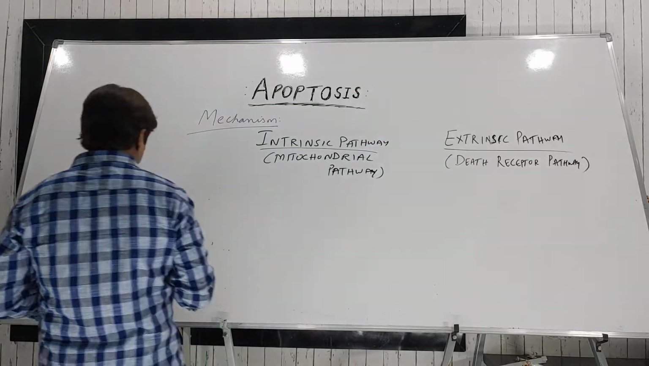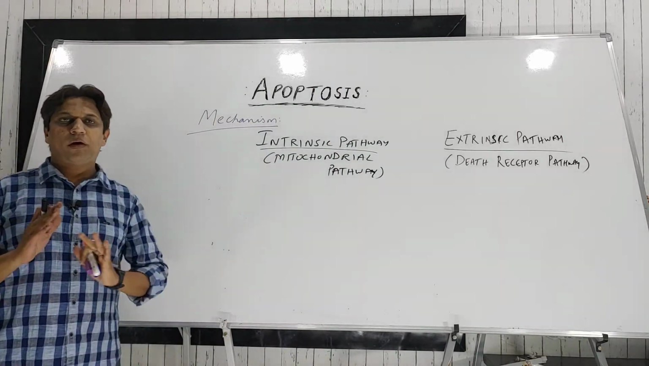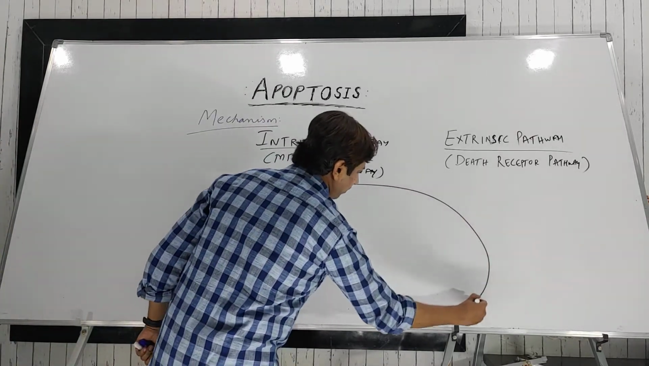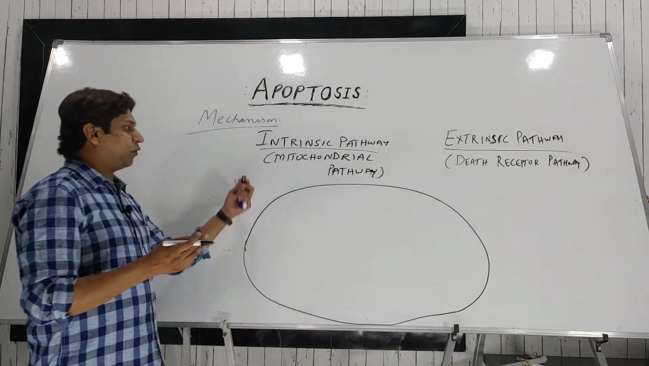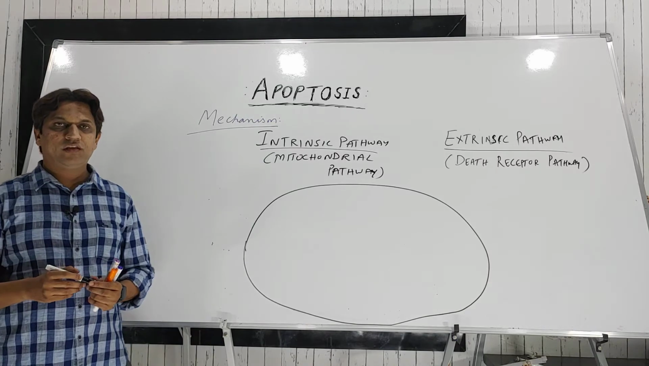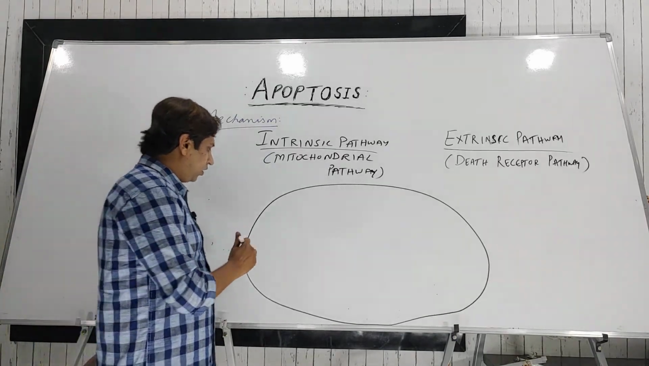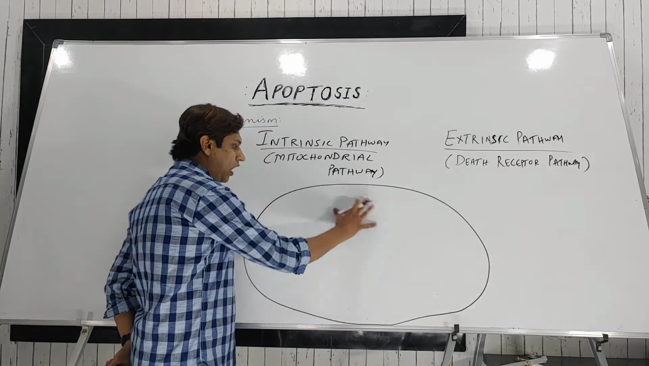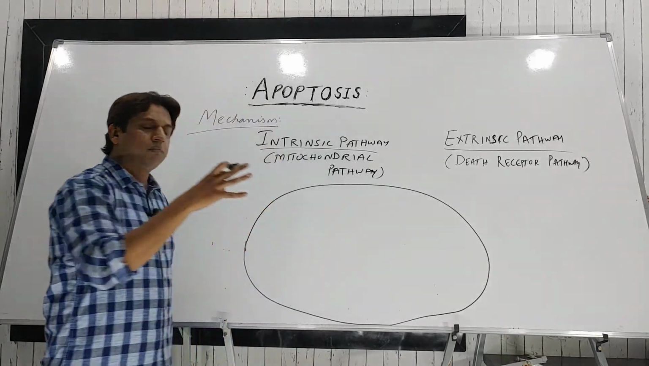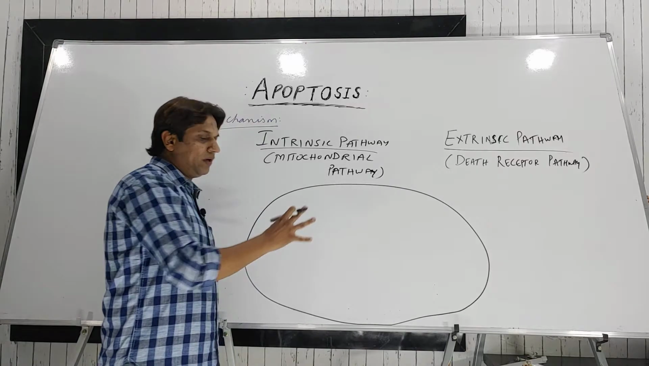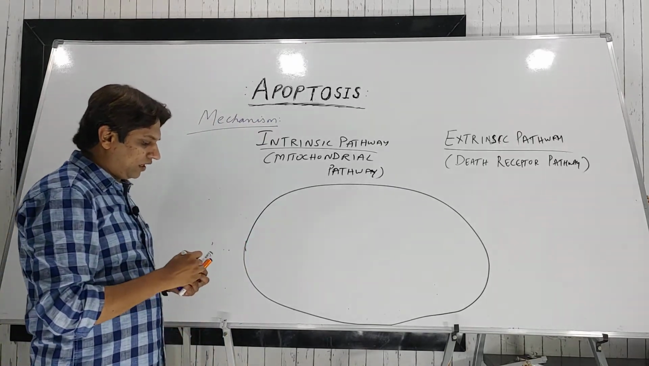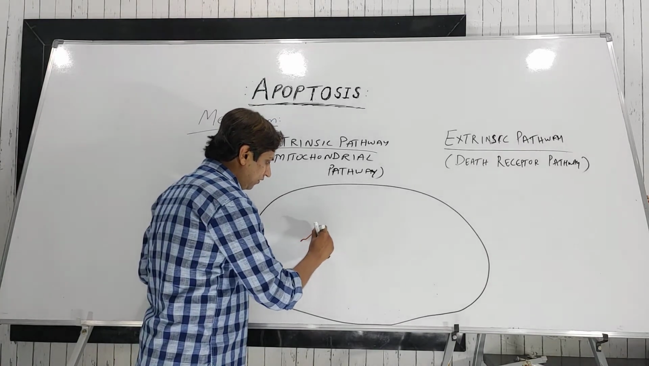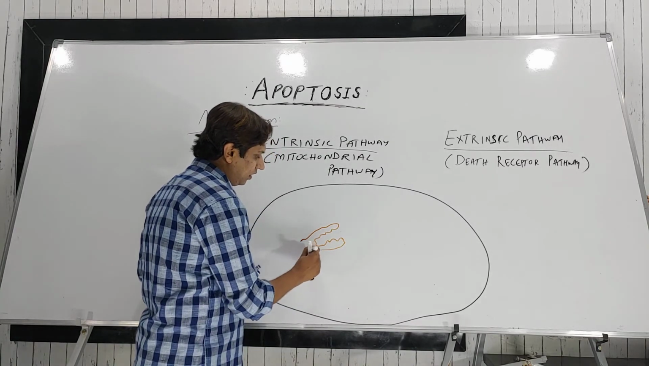Before describing the intrinsic and extrinsic pathways in detail, I will tell you the basic thing that happens during the process of apoptosis. Consider this as a cell destined to die by apoptosis. There is production or activation of certain enzymes or proteases that will kill the cellular elements. The cell has a nucleus, cytoplasmic organelles and cytoskeleton, and these have to be damaged. So there will be certain proteases that will digest away the cellular organelles.